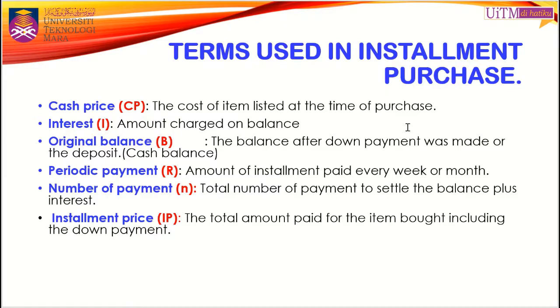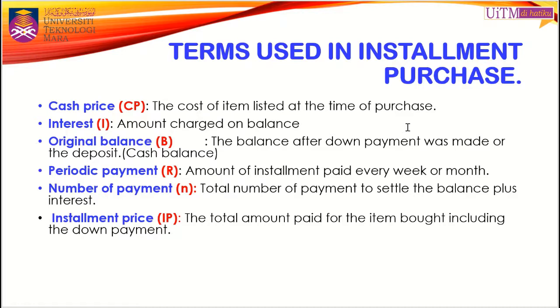Okay, and then the second one is what we call the interest. The interest is basically the same as what we have learned before. This is the amount that we get when we charge an interest rate on the balance. So what is the balance? Sometimes we call it the original balance, or sometimes we simply call it balance, and we denote it as B. Some texts may use OB to represent original balance, so either one is okay. You can use B or OB to represent original balance.